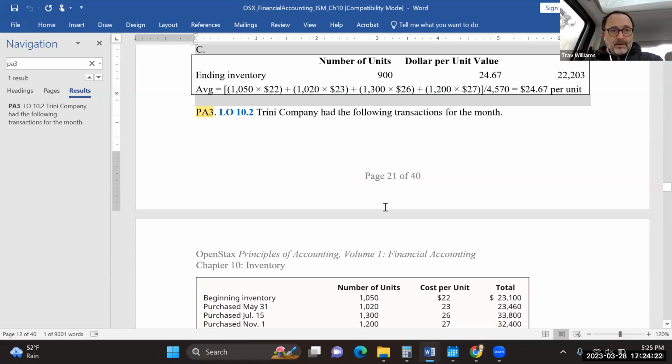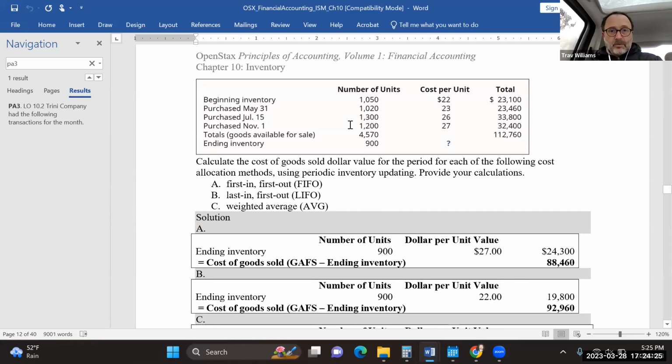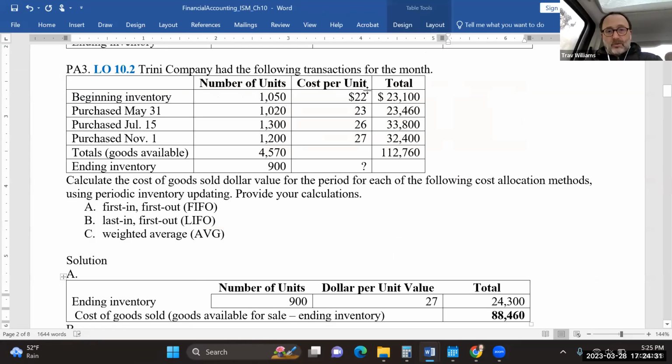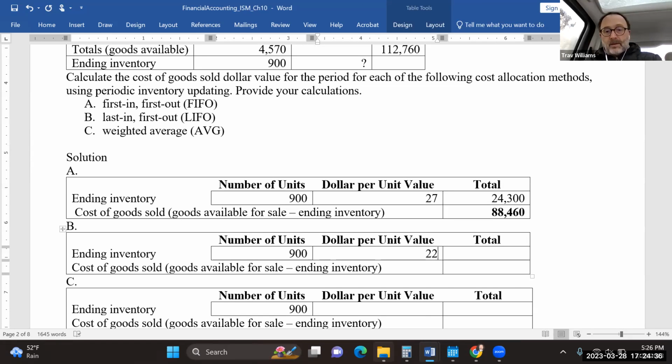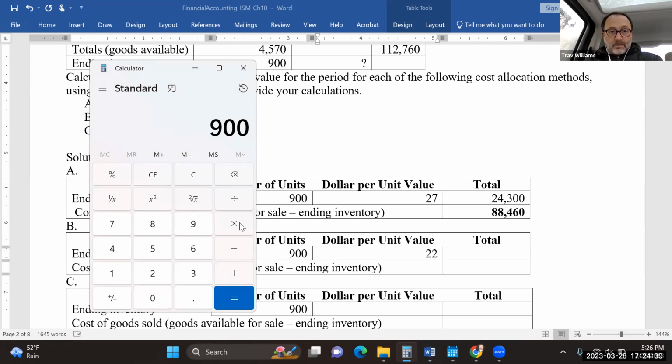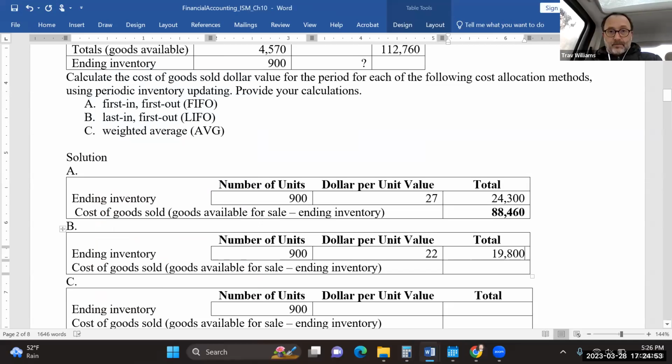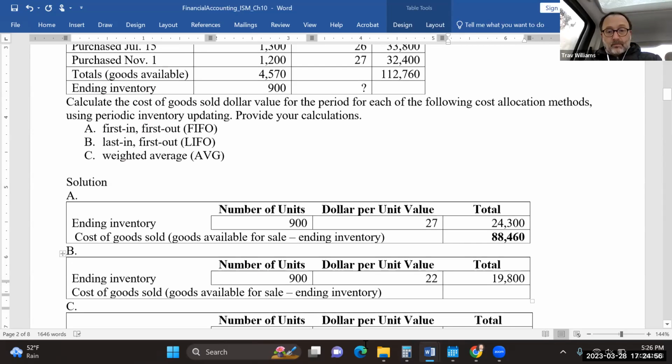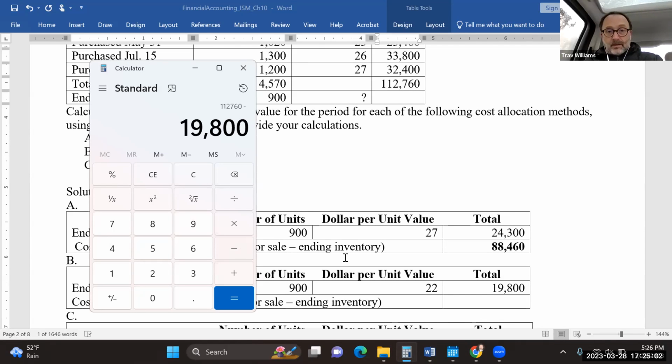Then for LIFO, the ending inventory is going to be from the first lot, so $22 per unit. And again, we have 900 units times 22 equals 19,800. We'll subtract that from goods available for sale, which again was this number, and we get 92,960.